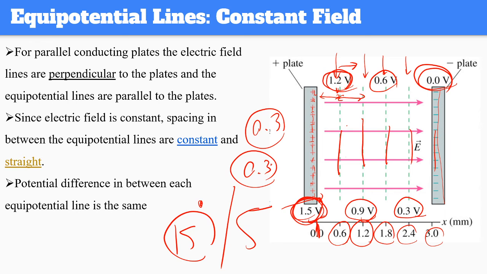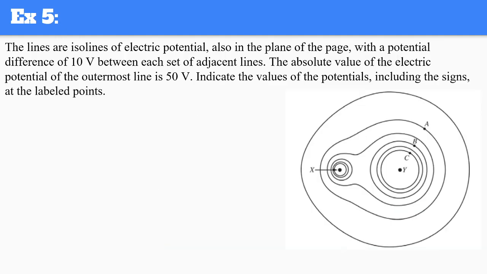All right, so that's how we draw the equipotential lines for two parallel plates. Let's look at the questions about those. You have a system. It says the outermost is 50 volts and the change in between each line is 10 volts. So what do we expect? The outer layer is going to have 50 volts. And what do we know?